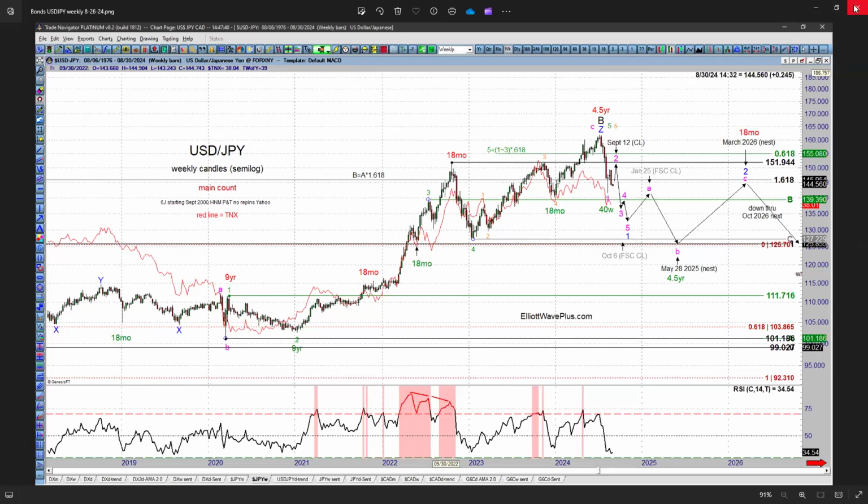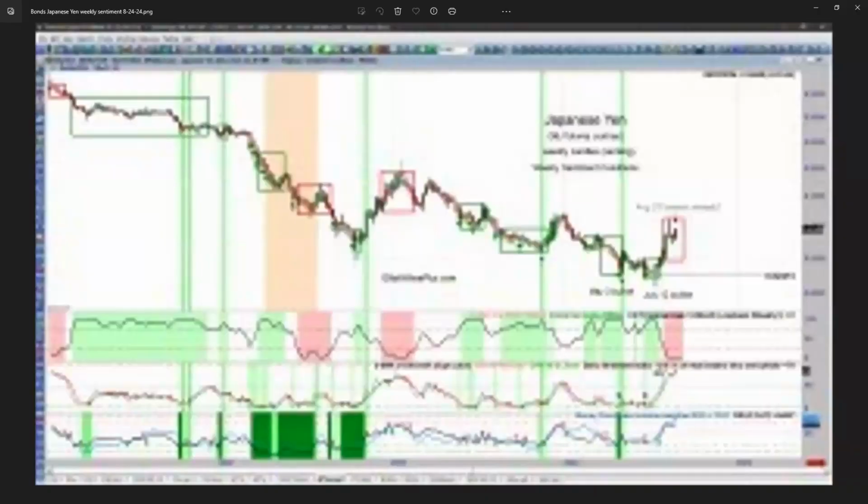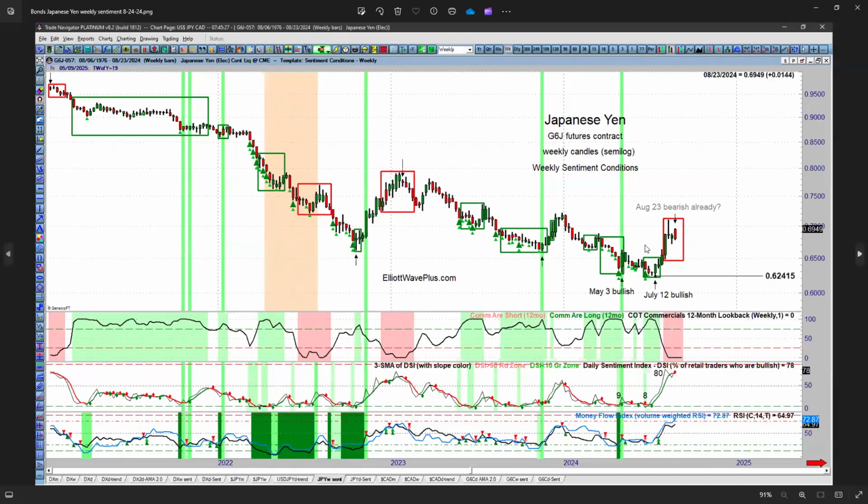Another important chart would be the sentiment on Japanese yen. So we had a perfect storm of sentiment there in mid-July that was predicting that we were going to get this bounce in the yen. Commercials were heavily long and retail was all the way down to an 8, and that projected that we would start getting this unwind.